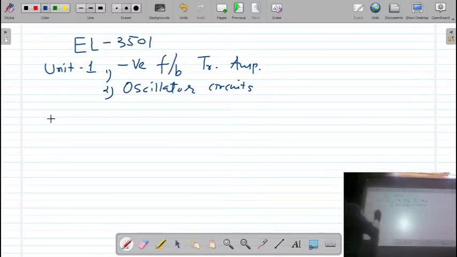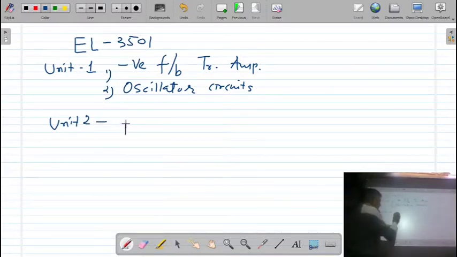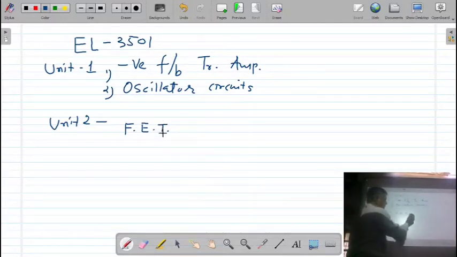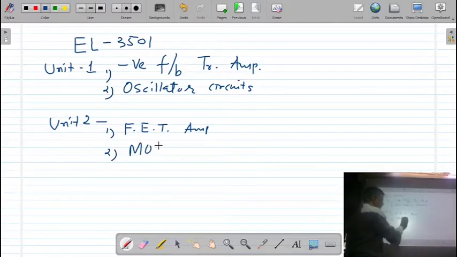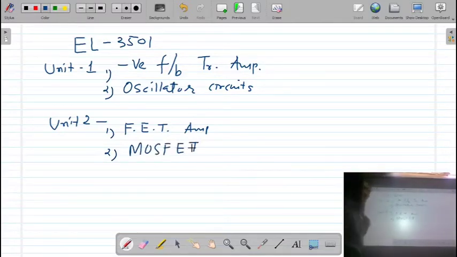In Unit 2, I will cover the field effect transistor amplifier. In short, it is called FET, field effect transistor amplifier. And the second topic, I will cover MOSFET. So today I am starting from the field effect transistor amplifier from Unit 2.